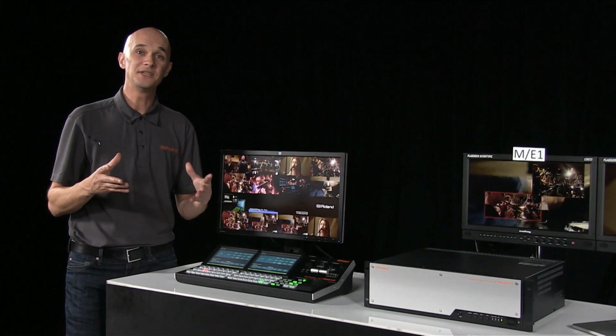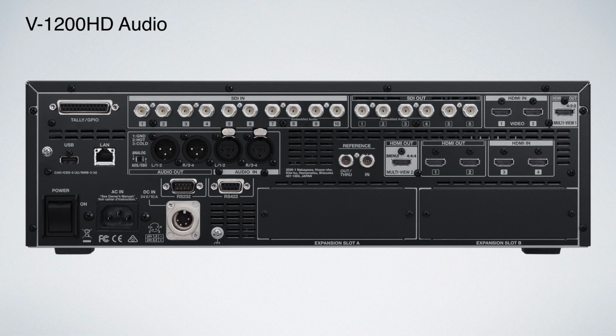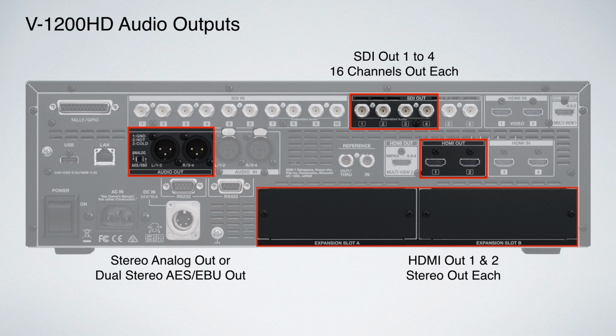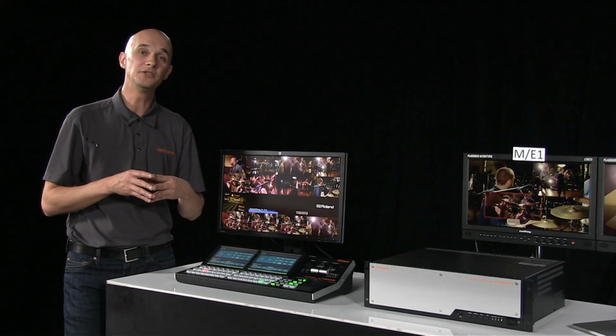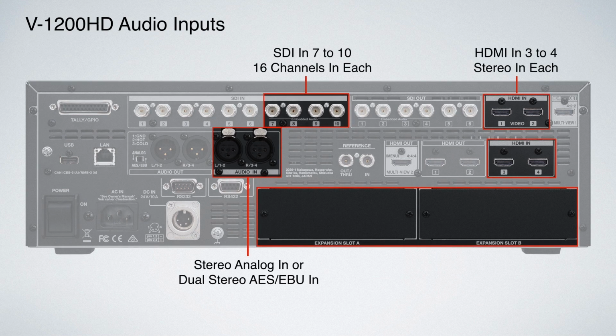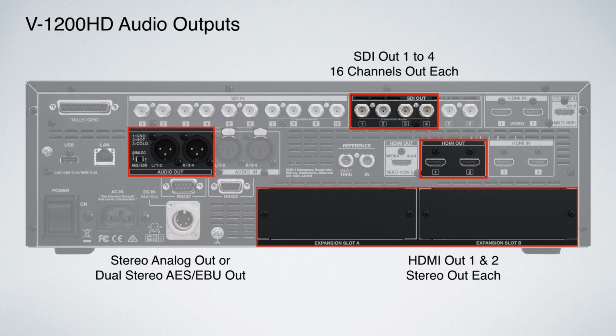If you take a look at SDI inputs 7 through 10, they each support a full 16 channels of audio de-embedding. And the SDI outputs 1 through 4 also support 16 channels of SDI audio embedding as well. Now you can see that we also have HDMI I/O, and the V1200HD supports the first two stereo channels off each of the HDMI inputs, as well as embedding of stereo audio onto the HDMI outputs, including the multi-viewer outputs that are available on the back of the V1200HD.